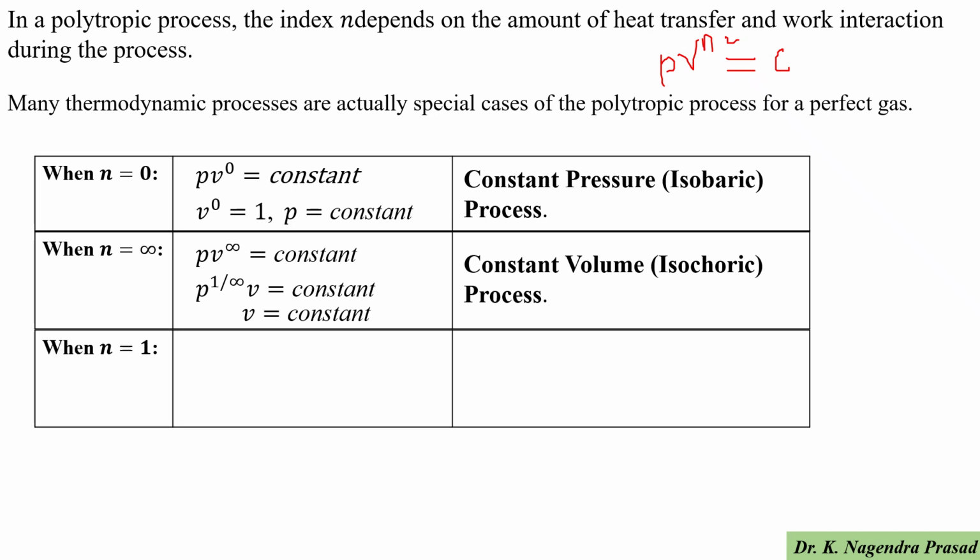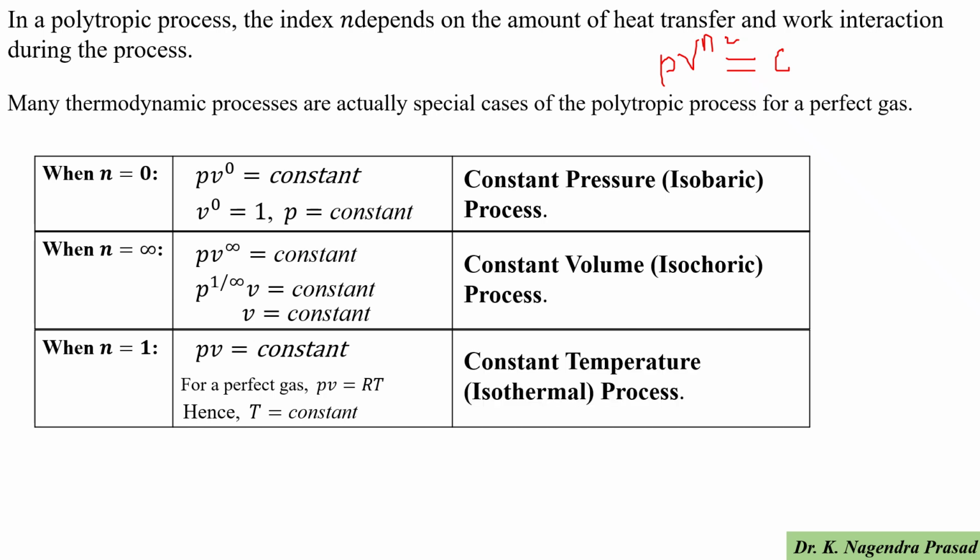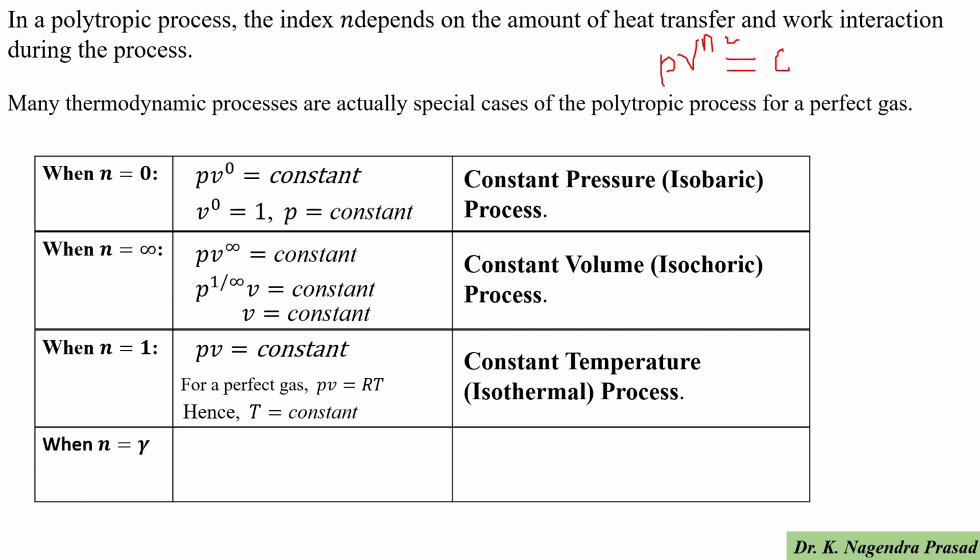Similarly, when n equal to 1, then PV equal to constant. Then for the perfect gas, we know that PV equal to RT, so T is also constant. So when n equal to 1 in the polytropic process, the process will become the isothermal, or constant temperature, process. Similarly, when n equal to gamma, then PV to the power gamma equal to constant, and this process is the reversible adiabatic process.